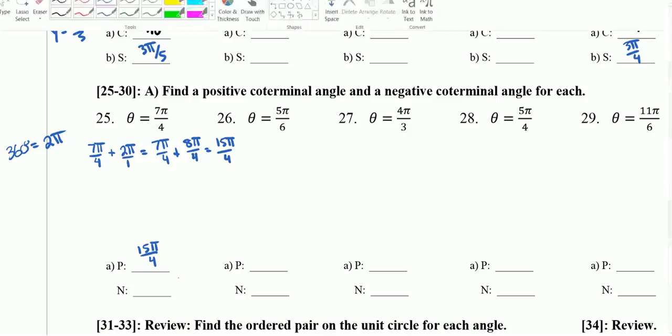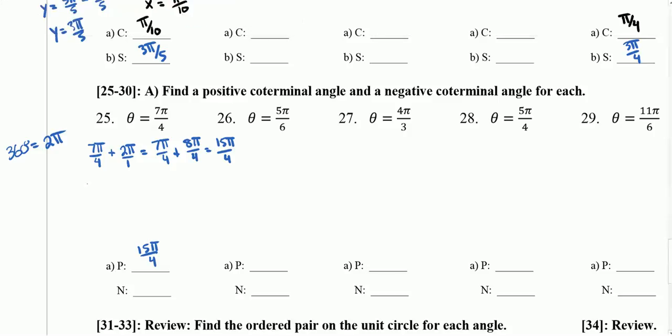For the negative, I'm going to subtract 2 pi. So we have 7 pi over 4 minus 2 pi. So we're just spinning around a full circle the other direction. And so get a common denominator. 7 pi over 4 minus 8 pi over 4 is negative 1 pi over 4. And we have a negative coterminal angle.